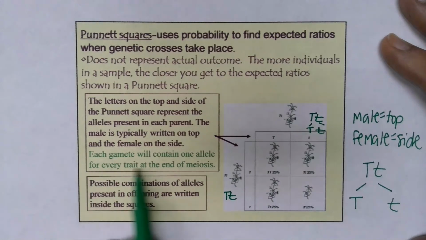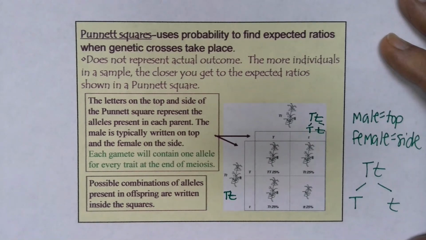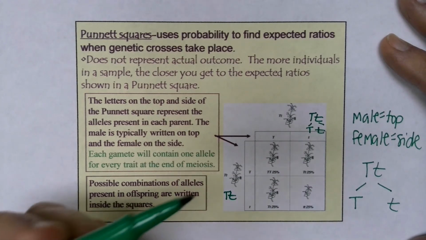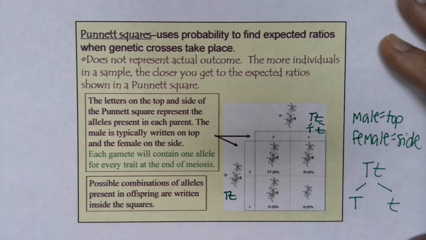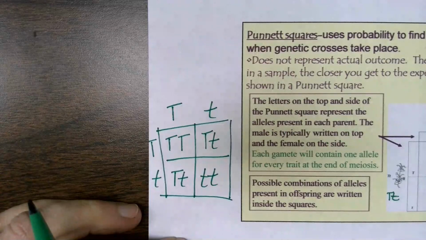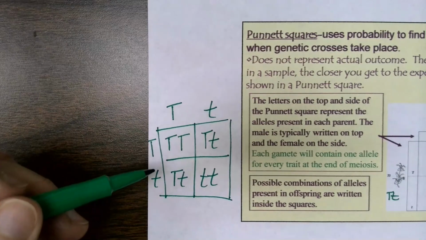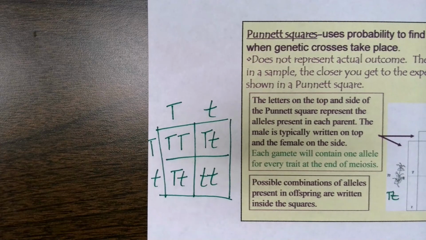So then each gamete, the eggs or the sperm, is going to have one allele for every trait at the end of meiosis, okay? And so that's your parent alleles on the outside. These are your possible offspring on the inside, so that when we write ratios, we are going to see the same outcome every time. All right, so there's that particular Punnett square, maybe a little bit clearer without having the plants in there as well.